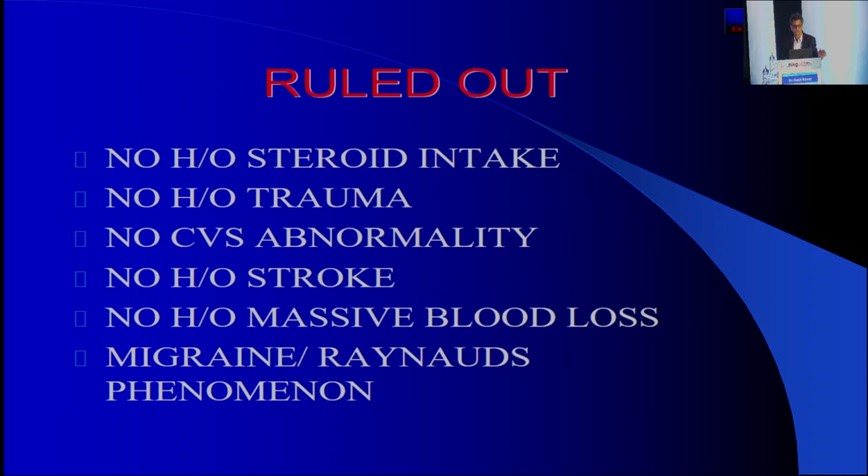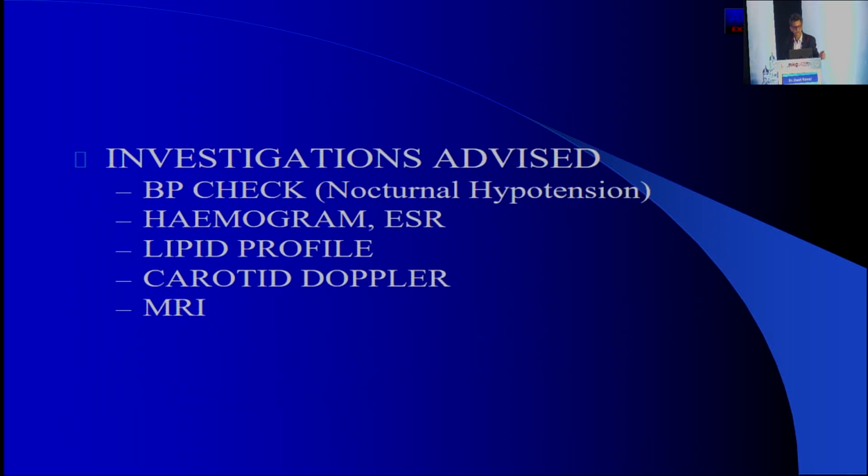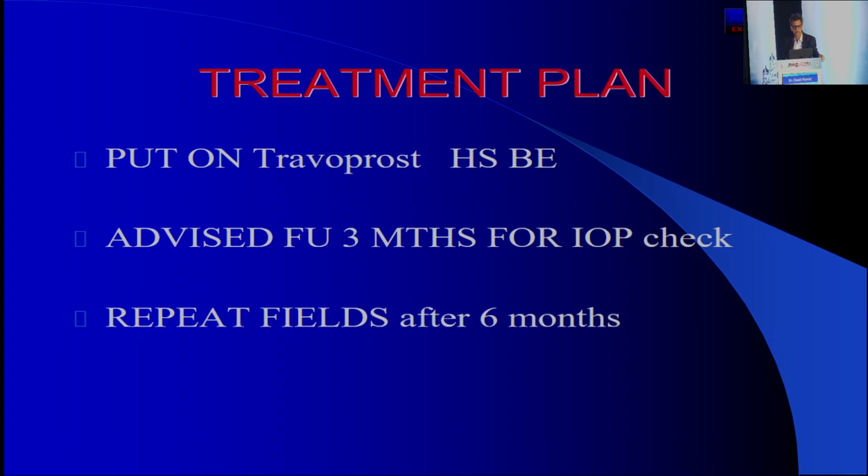We ruled out steroid intake and trauma, because all these things can create this kind of a picture at one point of time and then they go away. Any long use of steroid, any CVS abnormalities, stroke, massive blood loss, all these things were ruled out. Then we did tests including the MRI, carotid Doppler, hemogram, ESR, BP check, 24 hours. These are all parts of the NTG examination. The patient was put on Travo and advised 3 months later for IOP check and repeat fields after 6 months.